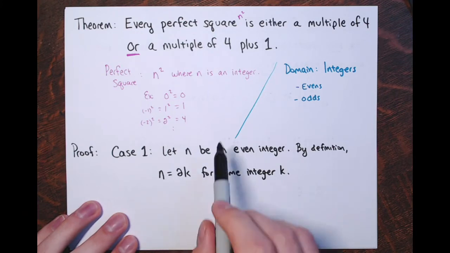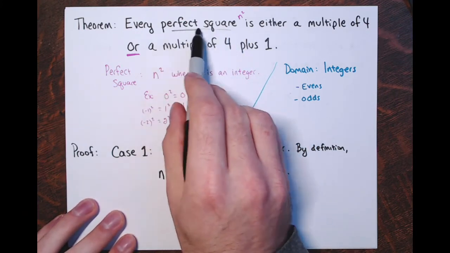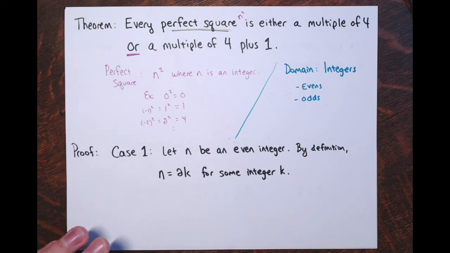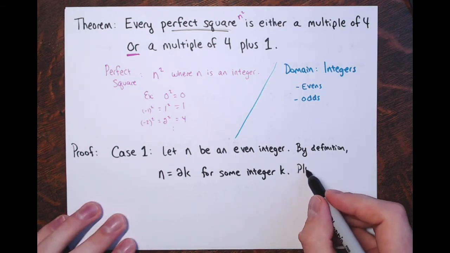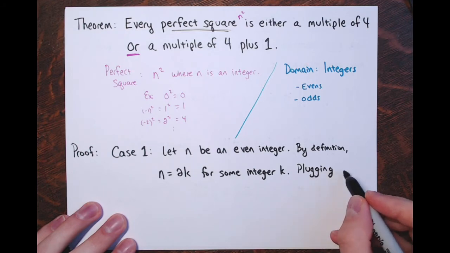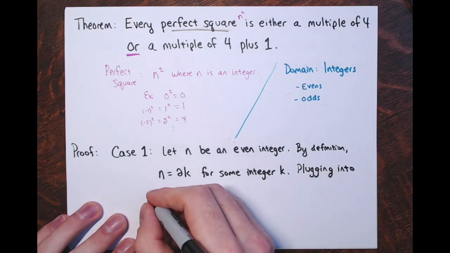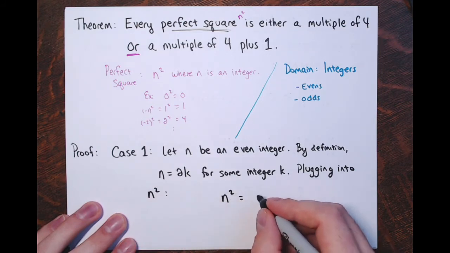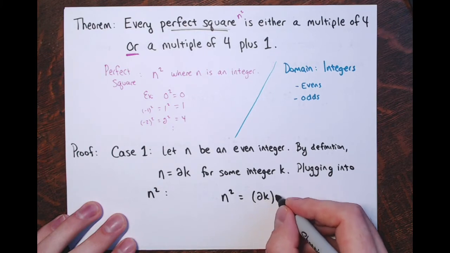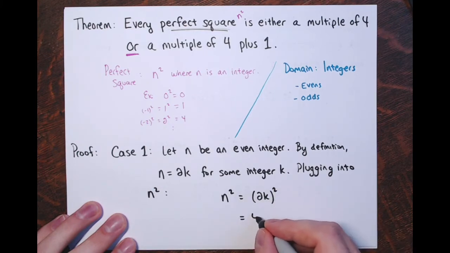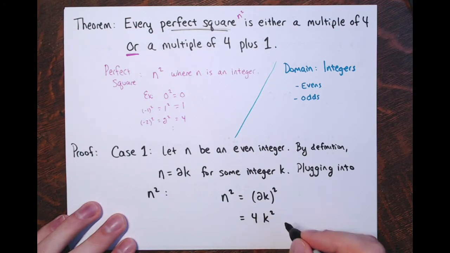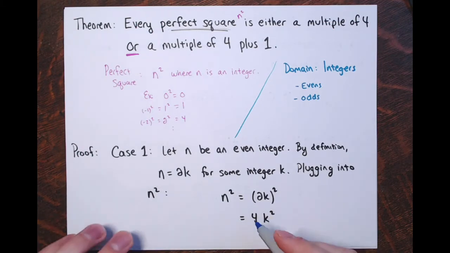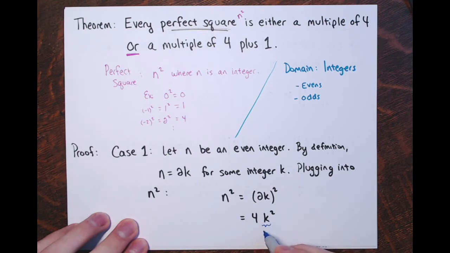And then I'll look at n squared, right, because this is a statement about perfect squares, integers squared. So plugging this into n squared yields the following. We have n squared equals 2k squared, which is equal to 4 times k squared. And k squared would be an integer. Since k is an integer, k squared would be an integer.